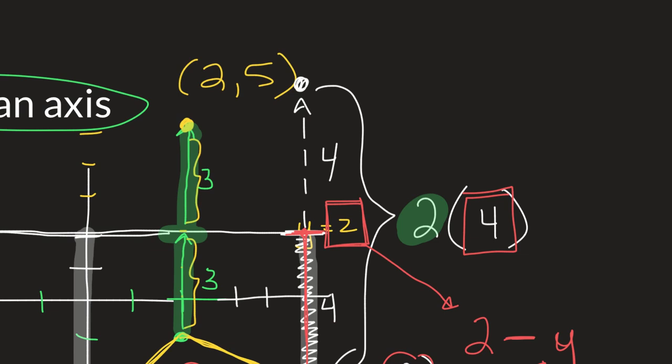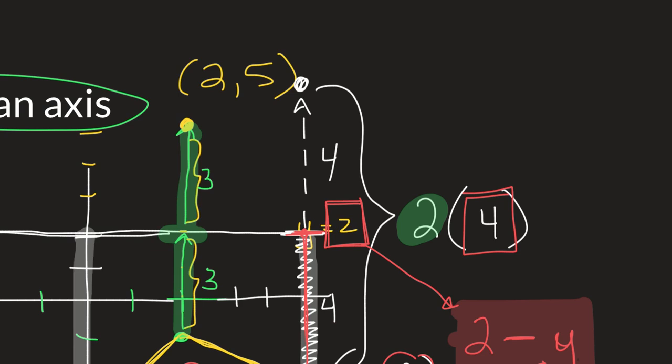Okay, so let's see if this works for at least these two. What is positive 2 minus negative 1? Well, positive 2 minus negative 1 is 3. Perfect. What is positive 2 minus negative 2? Well, 2 minus negative 2 is 2 plus 2, which is 4. So this seems like a pretty good rule that I have generated, that I can figure out how far any point is from that line of reflection.